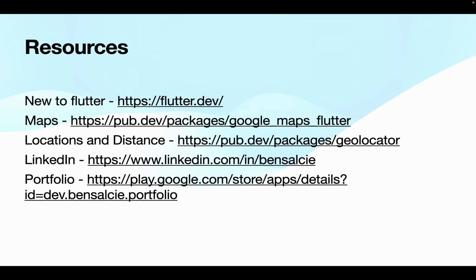For this first tutorial, if you are totally new to Flutter, you can directly head to flutter.dev, where you can get more resources, like the SDK and installing Flutter on your machine. For Google Maps, we'll be using the official Google Maps Flutter plugin, and for locations and calculating the distance, we'll be using the geolocator plugin that will enable us to do that.